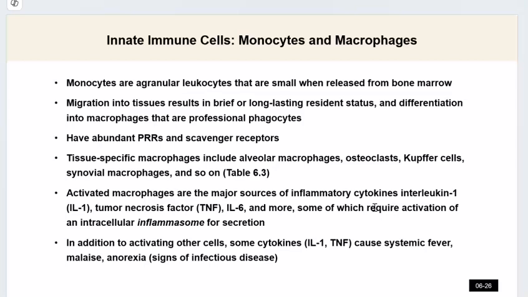Also to remember is that activated macrophages are the major source of the inflammatory cytokines, like we talked about, some of which require activation of an intracellular inflammasome for secretion. So that is a weird word you may hear. In addition to activating other cells, some of these cytokines are what actually help cause that systemic fever. That's what triggers the malaise and the anorexia. So by activating some of these other cells, the monocytes and macrophages help signal externally that our body's having trouble. So it gives us these feelings of fever and fatigue and malaise.